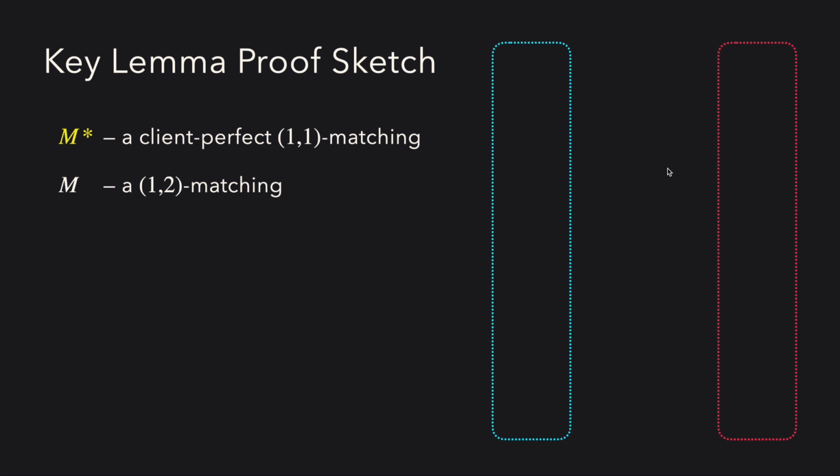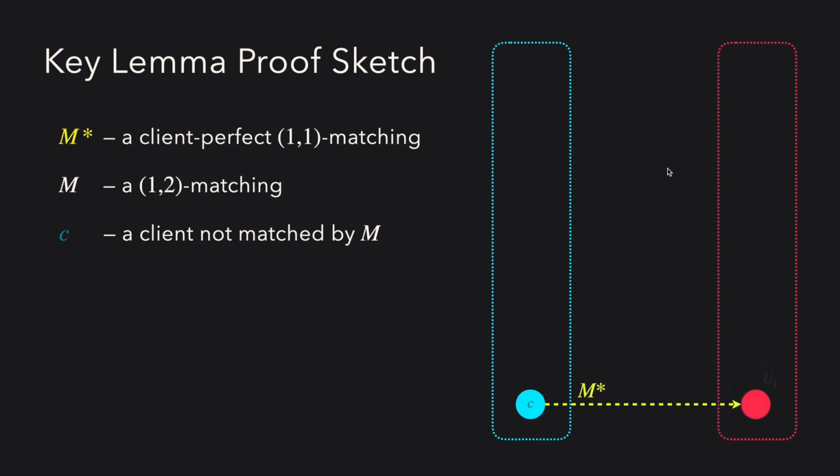Since M is not client-perfect, there's some client C unmatched by M. We want to now find a short augmenting path from C. We really only have one move. Look at where M star matches C. If this server is not saturated by M, then we found an M augmenting path of length 1, and we're done. Otherwise, if the server is saturated by M, then M matches the server to 2 clients.